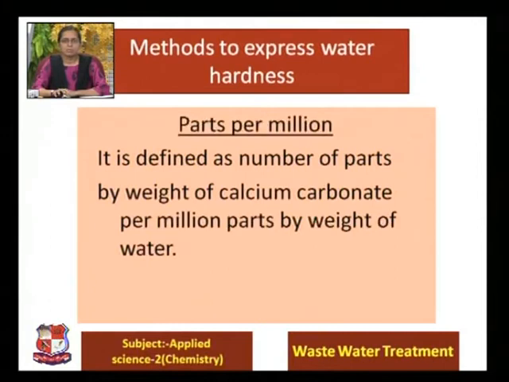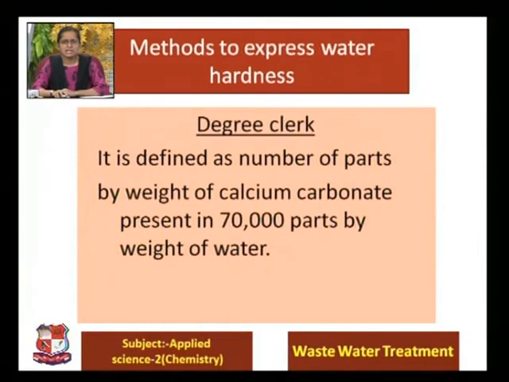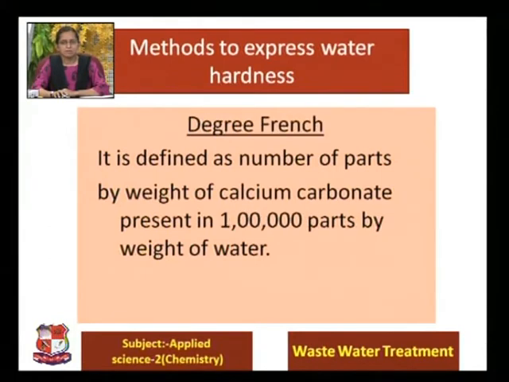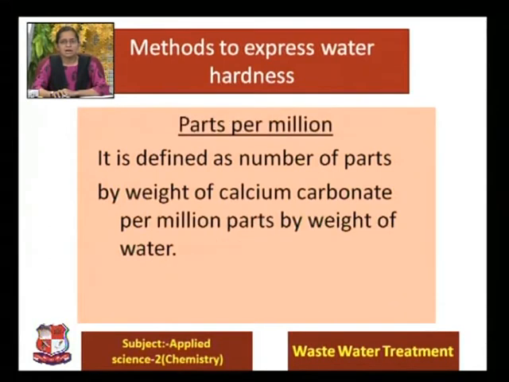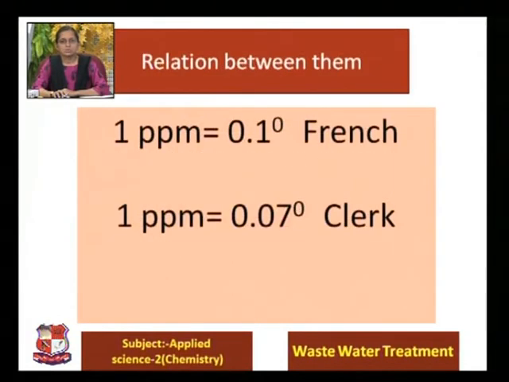Then we have parts per million. It is defined as the number of parts by weight of calcium carbonate per million parts by weight of water. So in general, we can see very clearly that there are three methods: degree Clark, degree French, and parts per million, that is known as ppm.